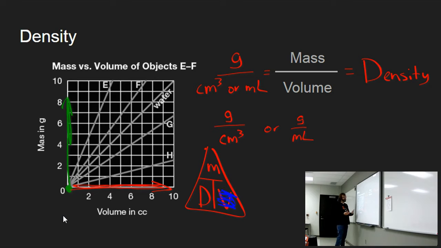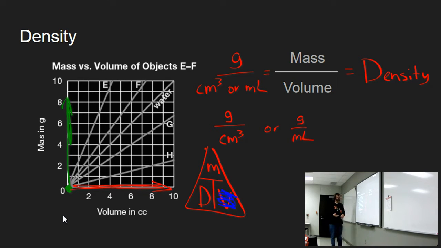And so I can see just by looking at it which one has the highest slope. Well, letter E does. Letter E has the highest slope, so that must mean it has the highest density. Letter H has the lowest slope, so it must have the lowest density. And I also can compare it to water. Water is, again, an important density. It's also kind of nice: the density of water is 1, so it has a slope of 1 as well.